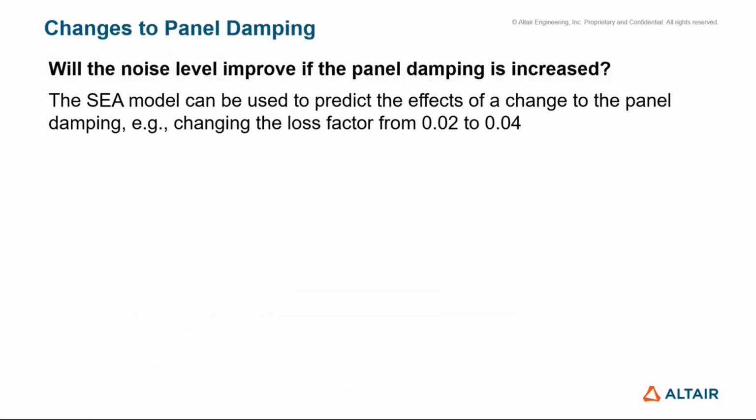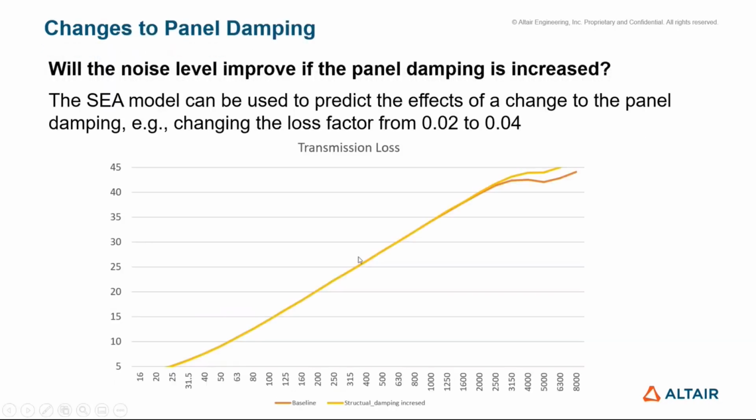Now what I did is I tried to increase the damping effect of the dash panel. So I made it from, for example, 0.02 to 0.04. And you can quickly check what the effects of the improved damping loss factor are. As you can see, the effect is very minimal at all the frequencies except at higher frequencies. You can see some change.